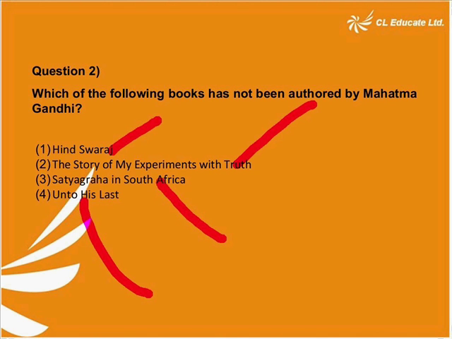The correct answer is Unto This Last. Unto This Last was written by, who wrote Unto This Last? Yes, some Desai guy. And many of you are giving Salman Rushdie, of course, not Salman Rushdie. Well, Unto This Last, written by John Ruskin. So, overall, the correct option is answer 4.